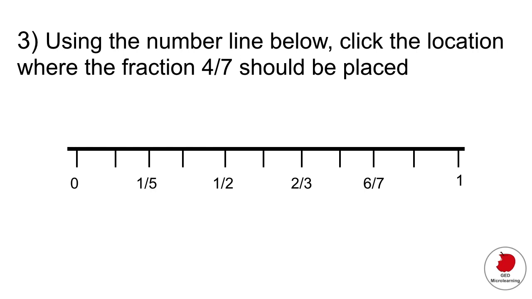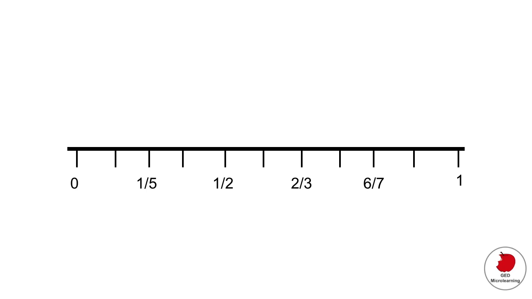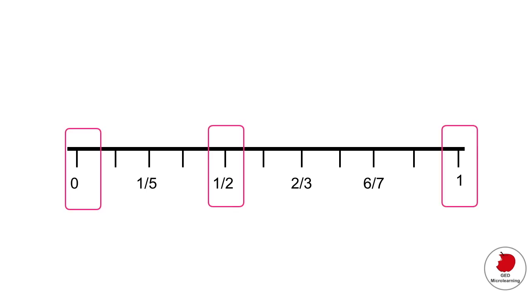All right, so this next problem is an example of what they call hotspot questions, where basically they're going to give you maybe a graph or a number line, and you have to actually physically interact with the number line and make a symbol or a mark on it. Here it says, using the number line below, click the location where the fraction 4/7 would be placed. You can see that you have 0, 1/2, and 1.